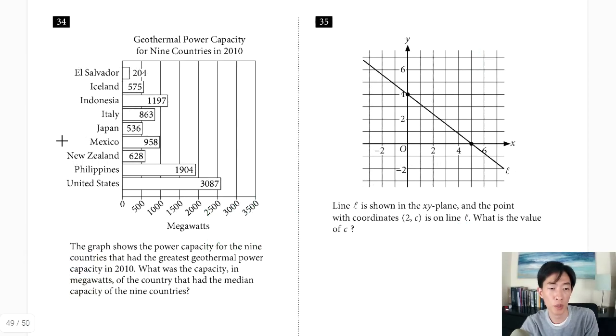Question 34, we have this graph, geothermal power capacity for 9 countries in 2010 in megawatts. It says the graph shows the power capacity for the 9 countries that had the greatest geothermal power capacity in 2010. What was the capacity in megawatts of the country that had the median capacity of the 9 countries? So this is actually a really easy problem. They're already talking in megawatts. They just want the median.